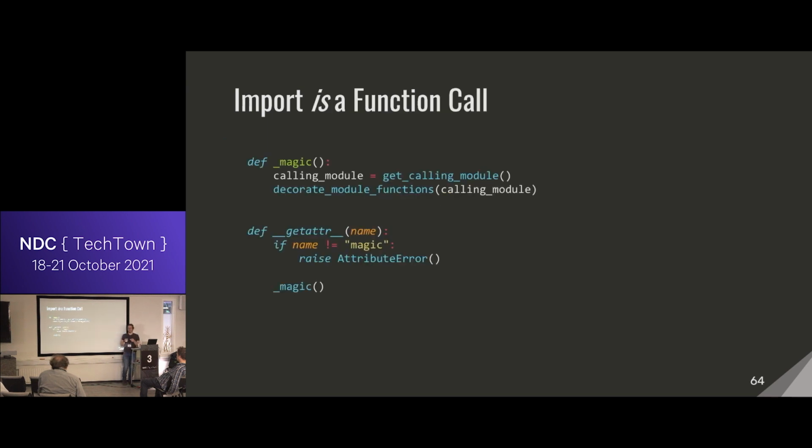We change the name of the function magic to _magic to make sure that we don't accidentally just import it directly. And then we create a __getattr__ method. In there, we check whether the name is magic or not. If it's not magic, no magic happens. If it is magic, we call the magic function. And now everything should work. We import it, the magic function is called, everything gets decorated, and we're done.